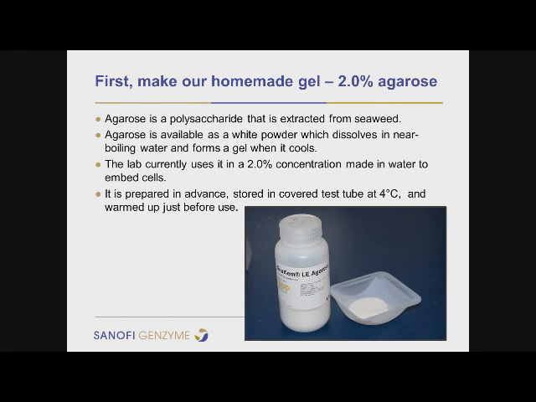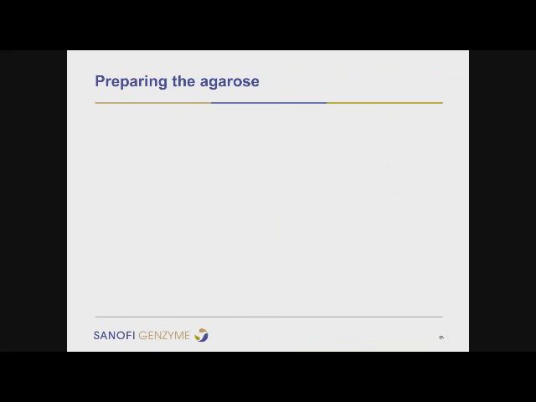So we have to make our homemade gel, which is a 2% agarose. Agarose is a polysaccharide that's extracted from seaweed. It's available as a white powder, which dissolves in near boiling water, and it forms a gel when it cools. Our lab currently uses it at a 2% concentration, made in water, to embed cells. If we're going to use it for electron microscopy, we use a 2.5% concentration, but we're not going to get into that today. It is prepared in advance, and I store it in a covered sealed test tube in the refrigerator, and I warm it up just before use.